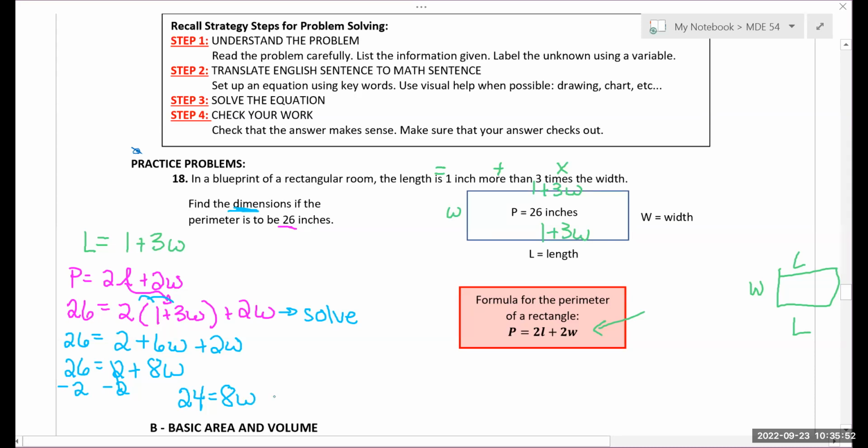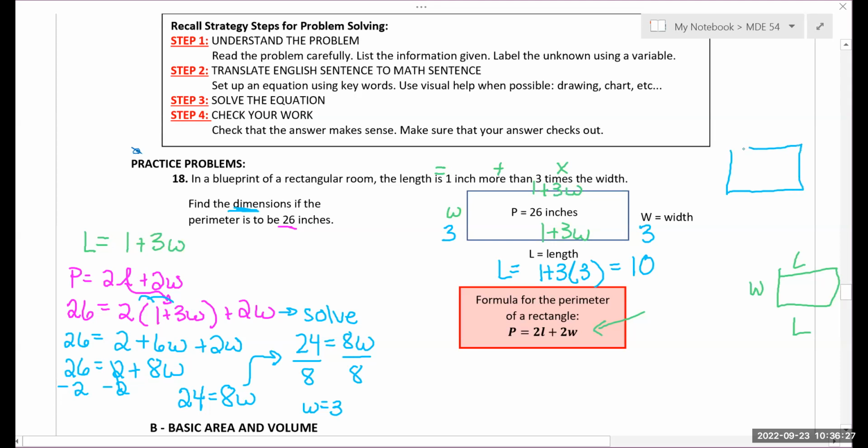8W. And then be thinking, what do we do next? What do we do next? Since we're multiplying, we would divide. So it becomes the width was 3. Great. Now we can plug that into what we had up top and get the length. So if the width is 3, the length was 1 plus 3 times the width, which is 3. 1 plus 9 is 10.